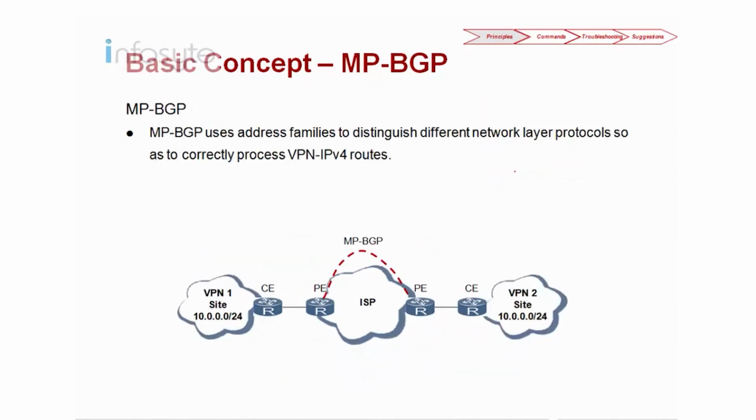The next one is MP-BGP. MP-BGP uses the address family to distinguish the different network layer protocols, so as to correctly process the VPN IPv4 route. Just now we mentioned the VPN-v4 route. They have to use the extended BGP, MP-BGP, to carry the update from one PE to another PE. So this is necessary.